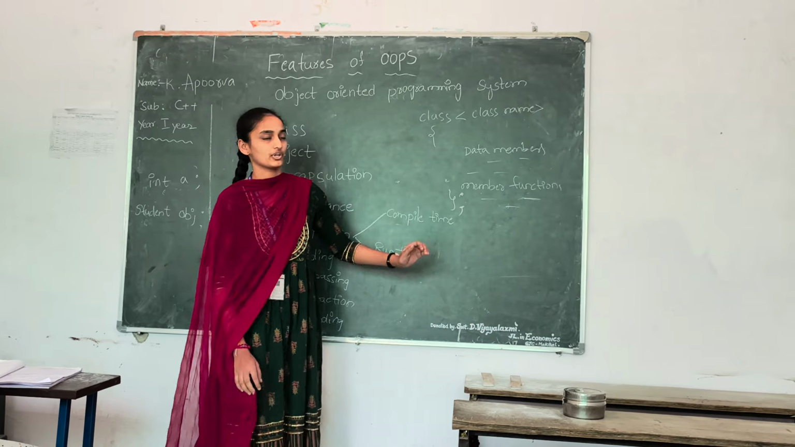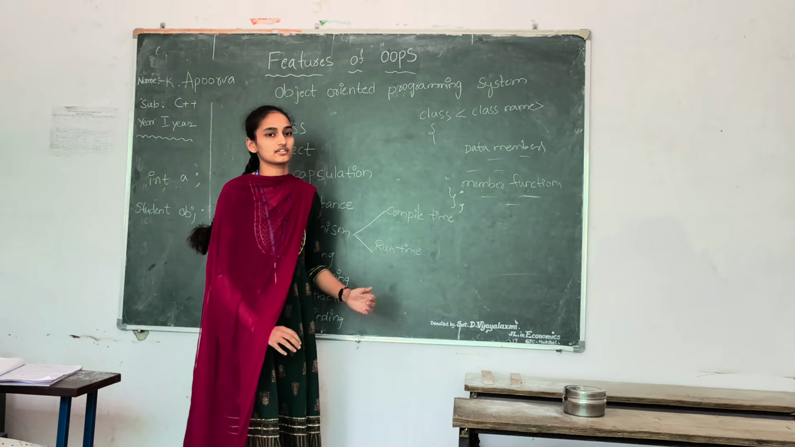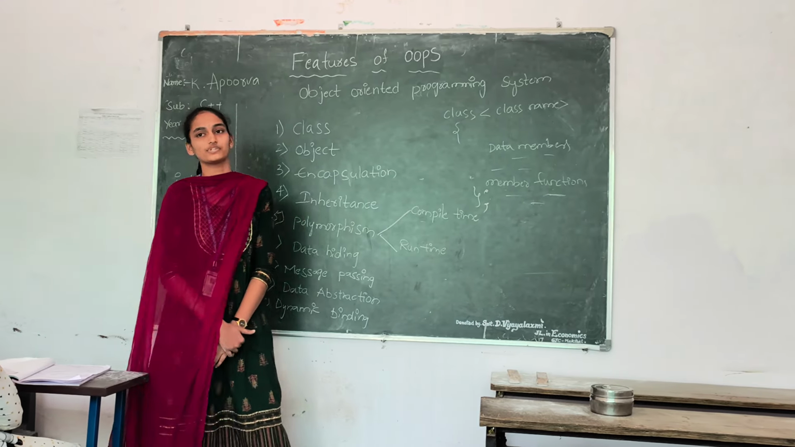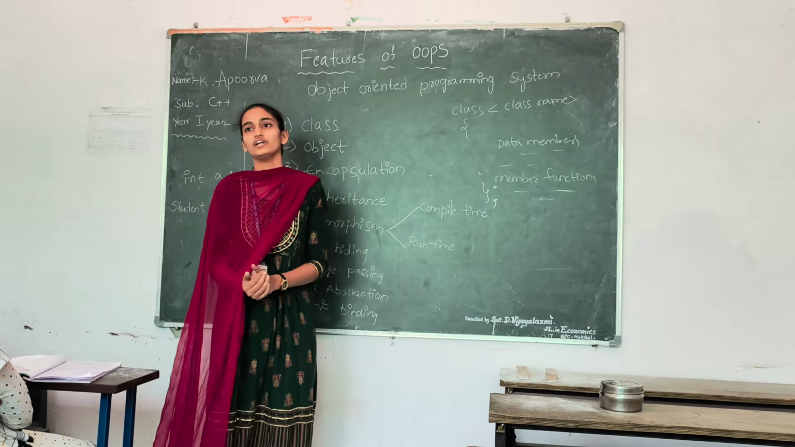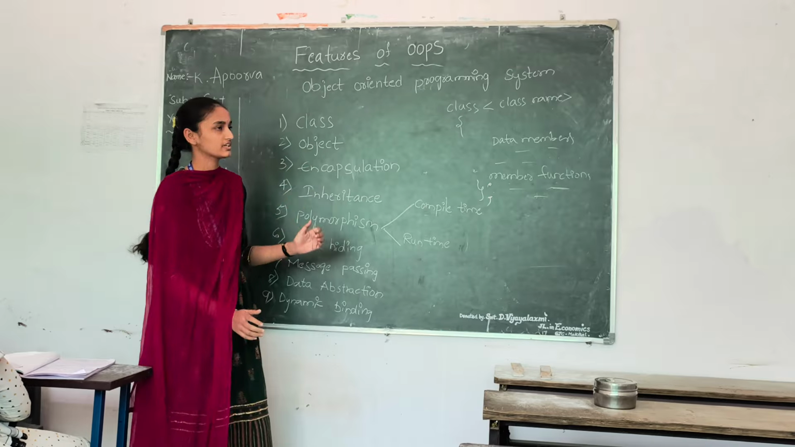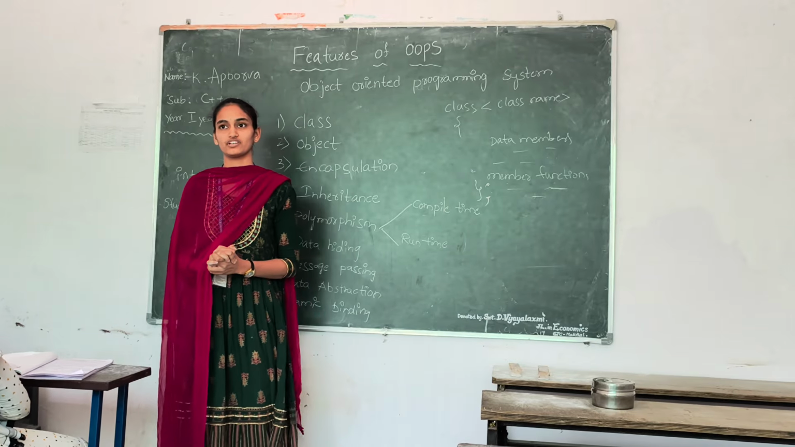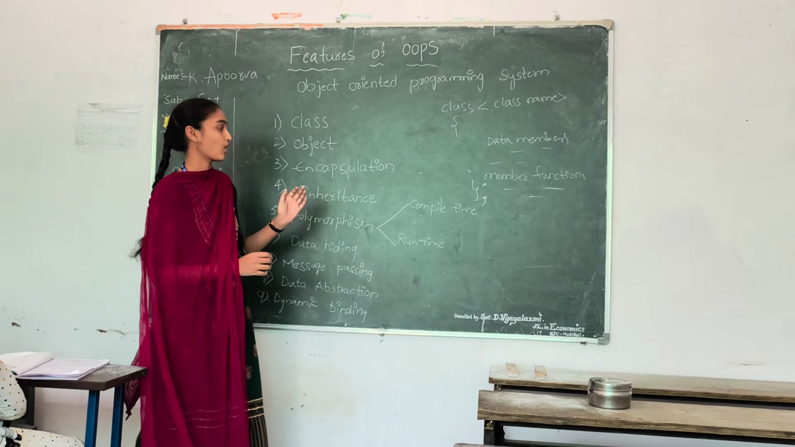A class should be terminated with a semicolon, and once a class has been declared, we can create a number of objects of this class. And then object. The basic runtime entity of a program is called an object. In other words, we can say that an instance of a class is called an object. And for better understanding, we can say that class variables are called objects.